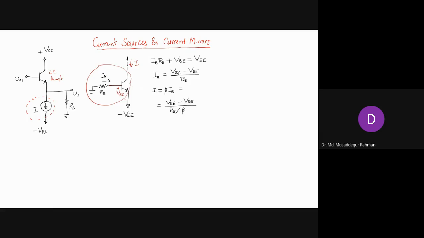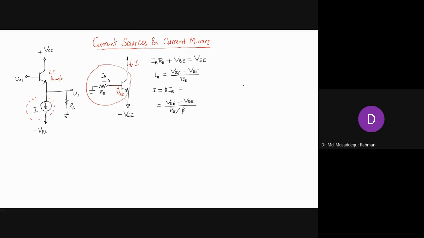So if we know that you can fix VEE, and we can adjust RB, right, for different values of current I. So by changing the value of this resistance, we can also adjust this current, right? So that is how we can design a current source for the amplifier. Any question? No, sir. Okay.